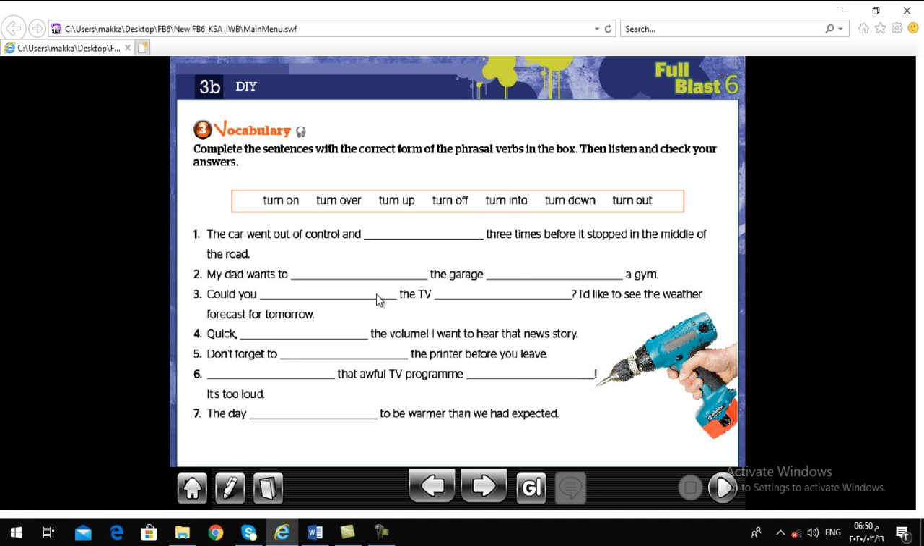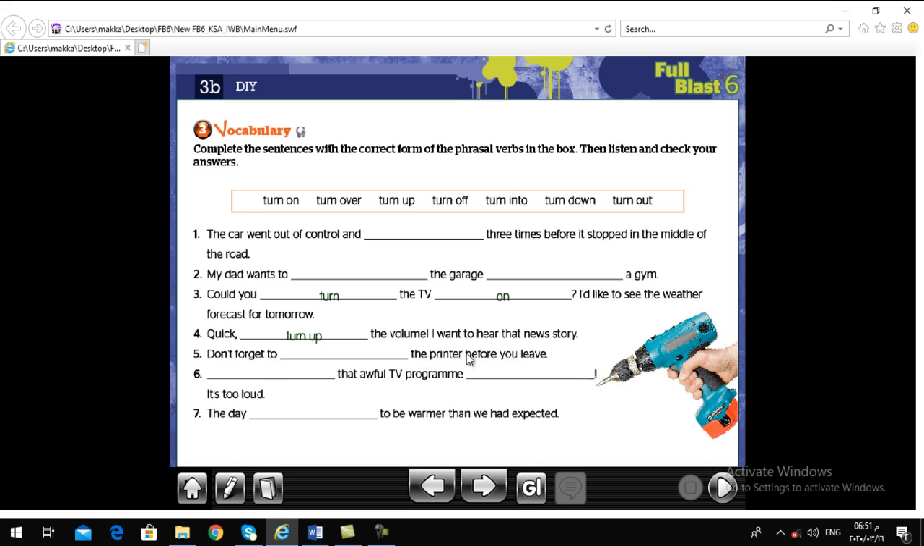Let's listen to number three. I'm sorry, could you turn the TV on? I'd like to see the weather forecast for tomorrow. So, as you see, turn on means make it work. Quick, turn up the volume. I want to hear that news story. Here, this means up, turn up the volume.